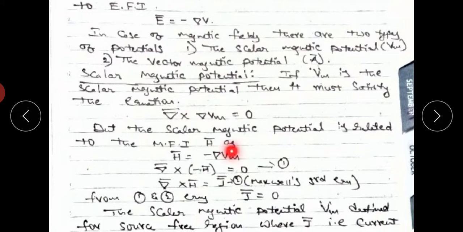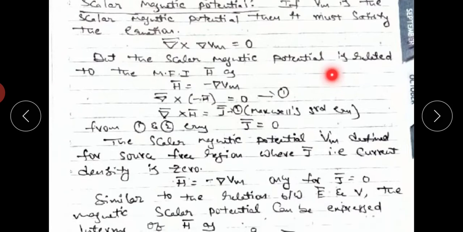So substitute this equation in this equation. The next equation: del bar cross minus H bar equals 0. We know that Maxwell's third equation is curl H bar equals J bar. Let this be equation number 1 and that be equation number 2. From equations 1 and 2, J bar equals 0. See, equation 1: curl H bar equals 0; equation 2: curl H bar equals J bar. By comparing these two equations, we can write J bar equals 0.